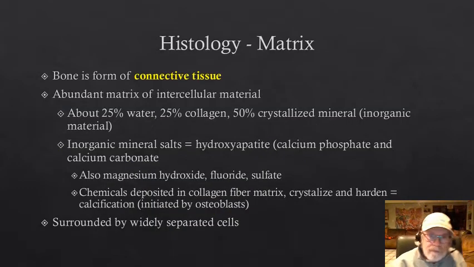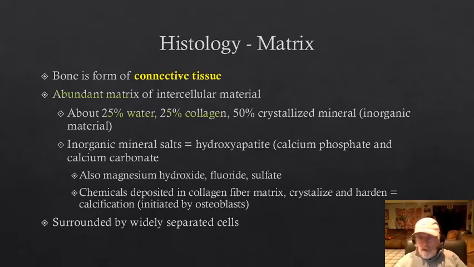Now, again, bone is a form of connective tissue, and what do we know about connective tissue? Abundant matrix, few cells. Little cellular material and lots of intercellular material. Now, what provides most of that matrix? About 25% of the bone is still water. Even though it seems hard, it's 25% water. About 25% is collagen.